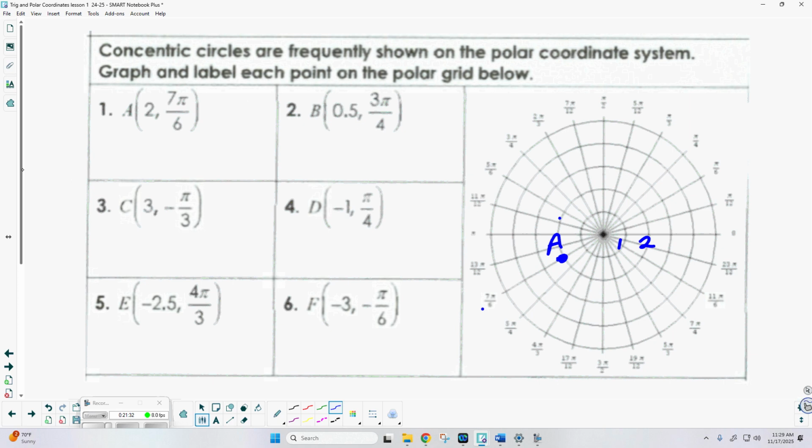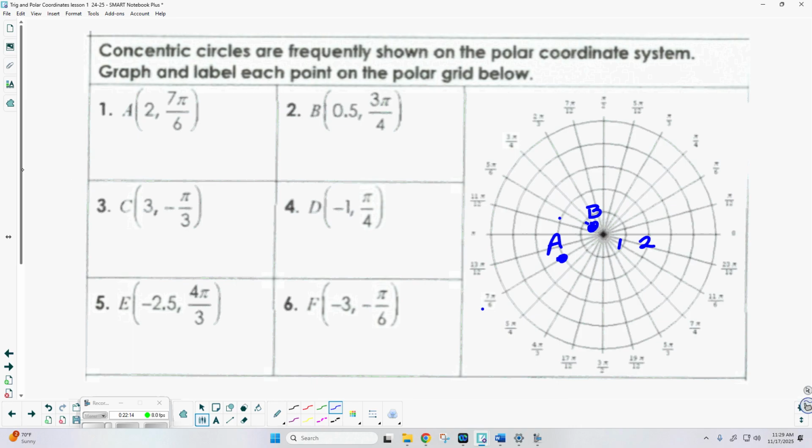Okay, just that easy. Who wants to help me with point B? 0.5, 3 pi over 4. Nobody? Don't make me use the wheel of destiny yet. This is just a point. May I try again? Oh, no, I got a volunteer. There we go. So I need 1/2, 3 pi over 4. There you go. So you're just going to estimate. Yeah. If the first ring is 1, well, then you're just going to go halfway out to it, and that would be point B. There we go.